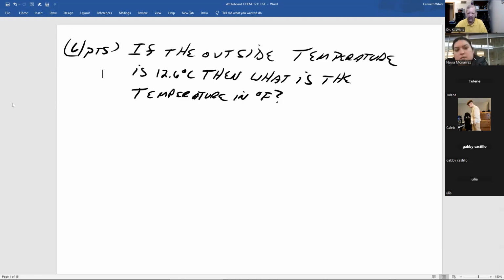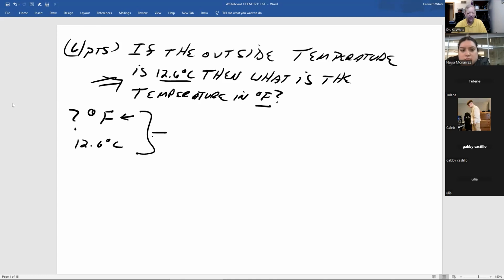First thing I'm going to do is read it. Then I'm going to ask, what am I being asked to find? And that's degrees F. And I'll write a question mark, degrees F. Everybody get what I just did? I figured out, what am I being asked to find? This right here. What am I given? The temperature is 12.6 degrees C. Now I don't have to read this ever again, because this gives me all the information I need to do the problem.